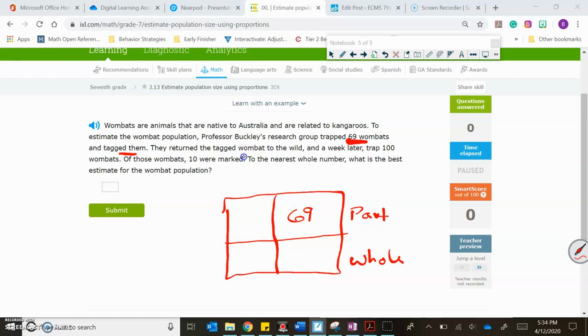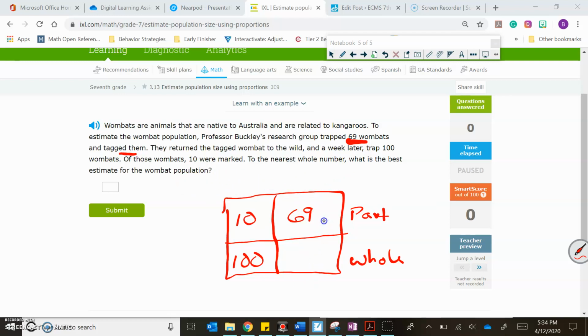It says they returned the tagged wombat to the wild and a week later they trapped 100 wombats. So that's as many as they trapped. That was their total. Of those, 10 were marked. So we're going to put those up here with the part with the marked. To the nearest whole number, what is the best estimate for the wombat population?